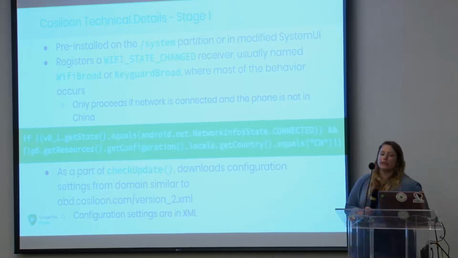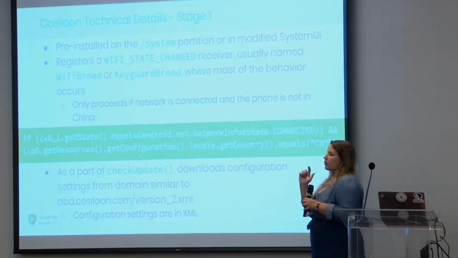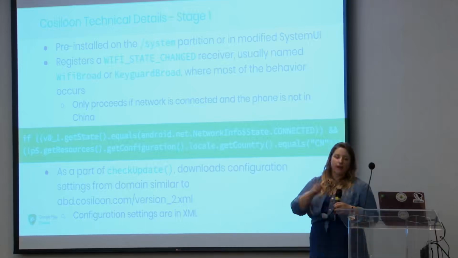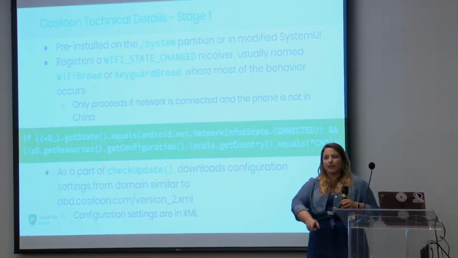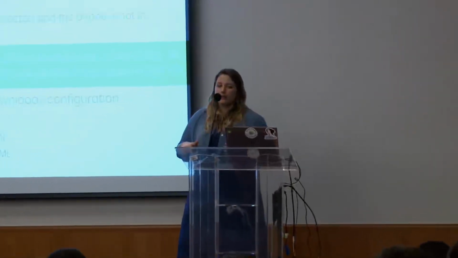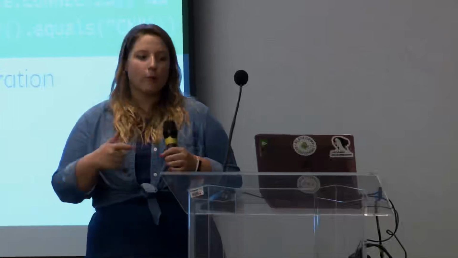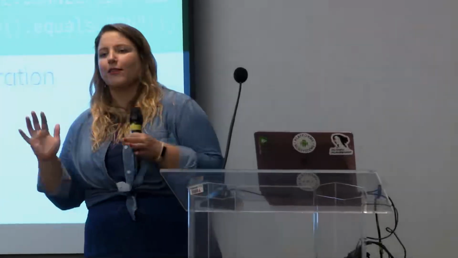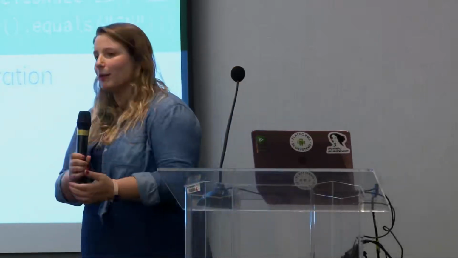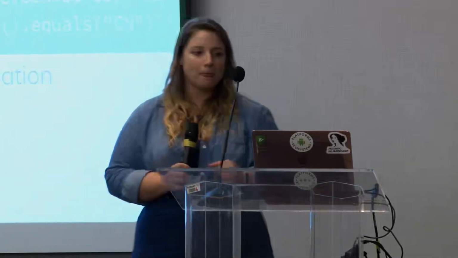Both of these stage 1s register a Wi-Fi state change receiver, meaning that anytime you either connect or disconnect from Wi-Fi, an action is sent to these applications that allows them to execute. Most of the key behavior that we're going to talk about is in 2 classes that they have named WifiBroad or KeyGuardBroad. These have nothing to do with the normally included Wi-Fi or KeyGuard applications. They chose to name them that to probably not raise a lot of suspicion.